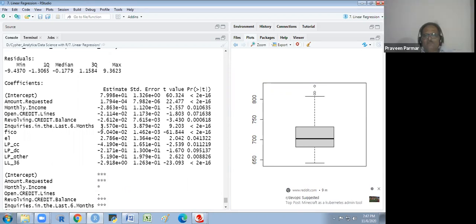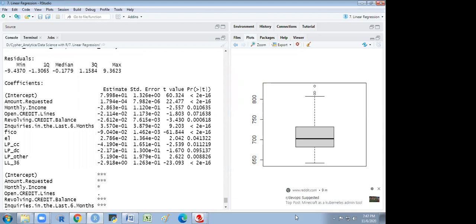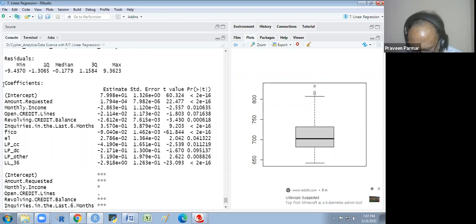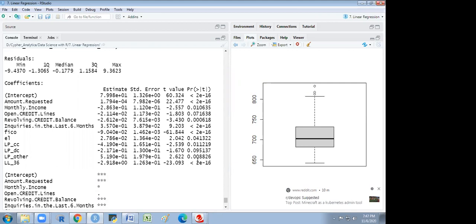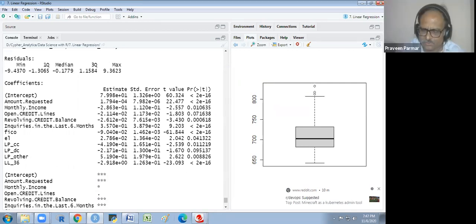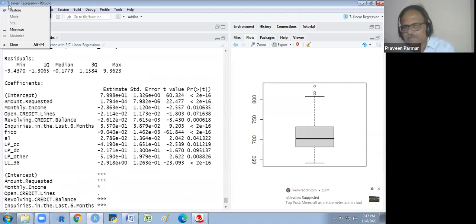These are what we use in our equation. I will explain how we create the equation. In the back end, that equation works. So I will show you how we get it.